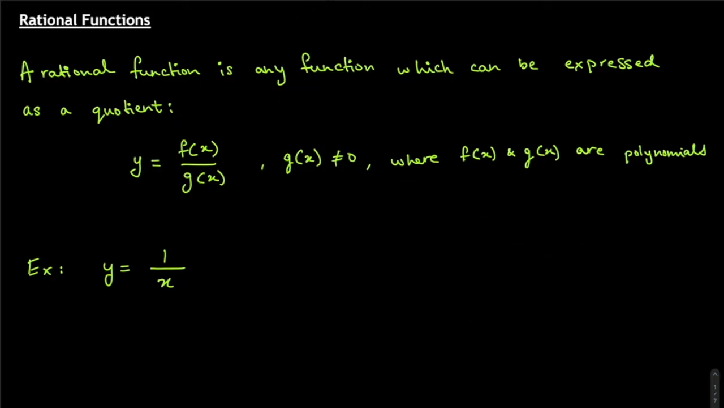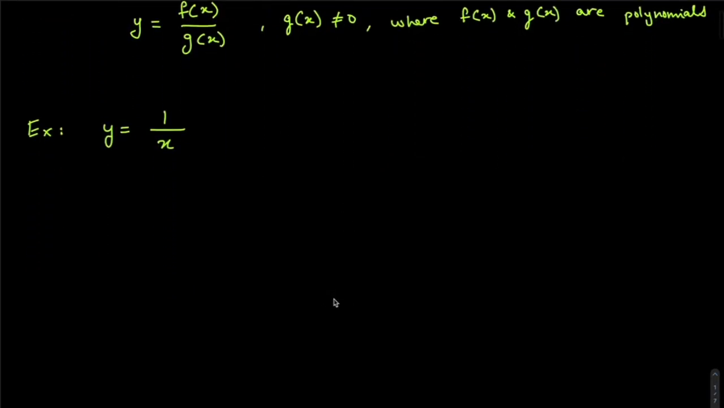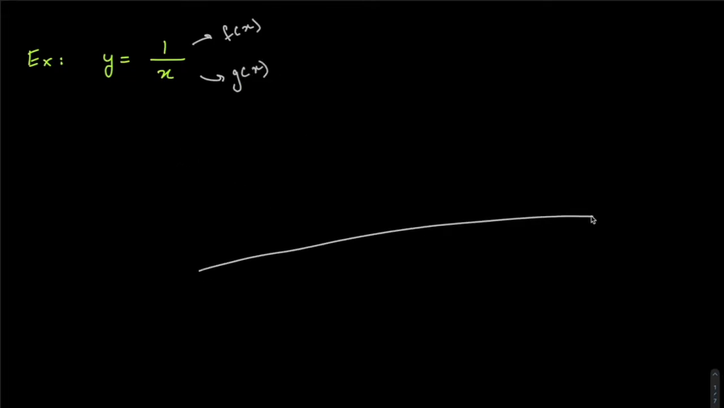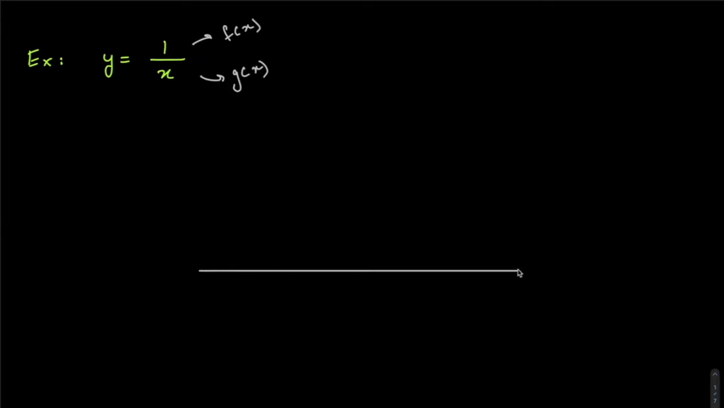So before we look at the more example-based questions, let's start with the very basic form of a rational function, which is y is equal to 1 upon x, where f of x is 1, right, and g of x is equal to x, right? That's it. That's our basic form. So if we plot this function, I'm going to plot the function, and then I'm going to tell you how we determine the domain and range of it.